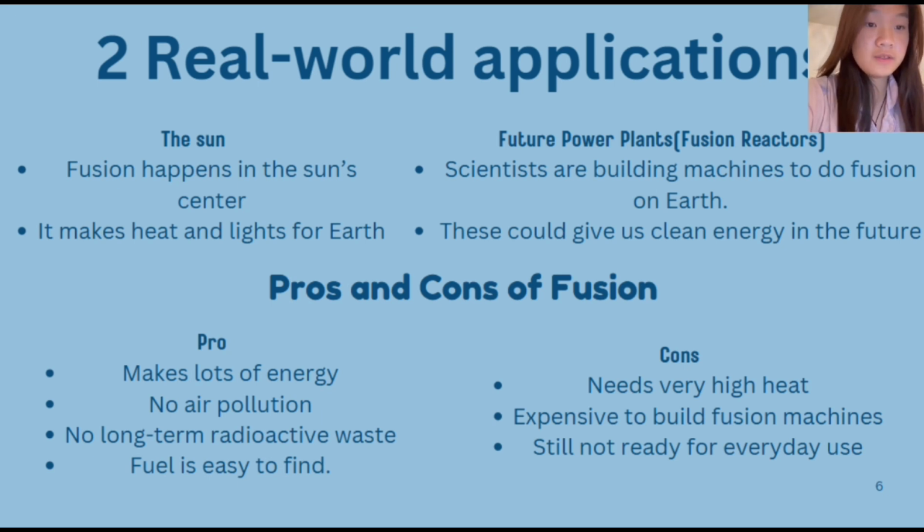So where do we see fusion in real life? The most obvious example is the sun. Fusion happens deep inside the sun, and it's the reason we have light and warmth on Earth. Now scientists are trying to copy the process on Earth by building fusion reactors. These are machines designed to create fusion in a controlled way, which could give us a new source of clean energy in the future.